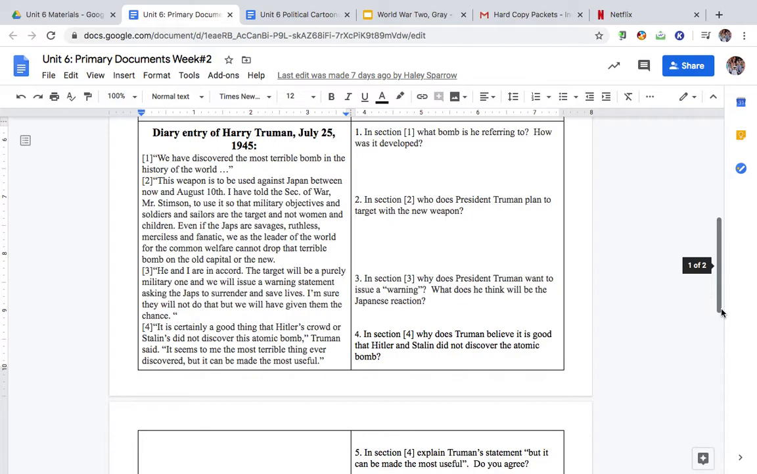He and I are in accord. The target will be a purely military one, and we will issue a warning statement against the Japs to surrender and save lives. I'm sure they will not do that, but we will have given them the chance. It is certainly a good thing that Hitler's crowd or Stalin's did not discover this atomic bomb. Truman said, "It seems to me the most terrible thing ever discovered, but it can be made the most useful."